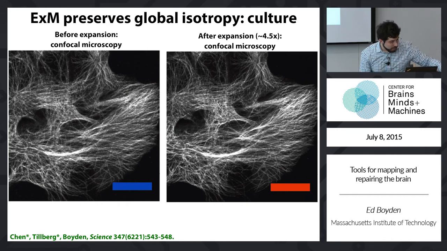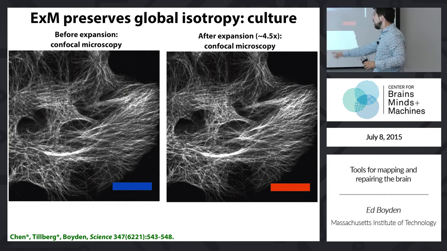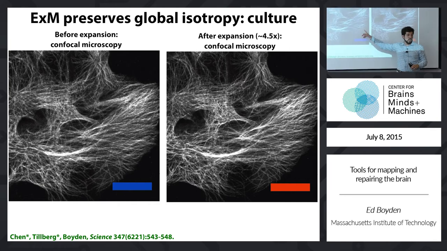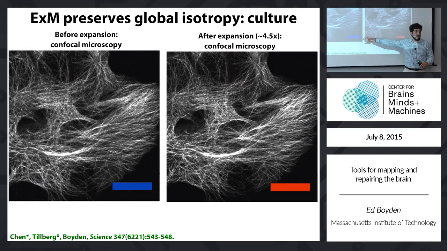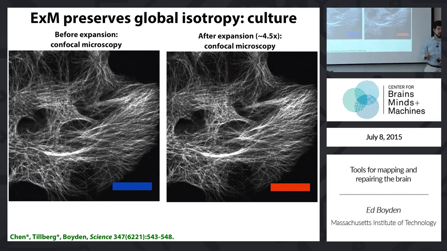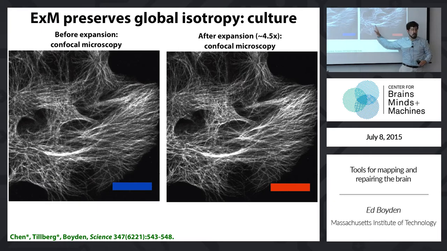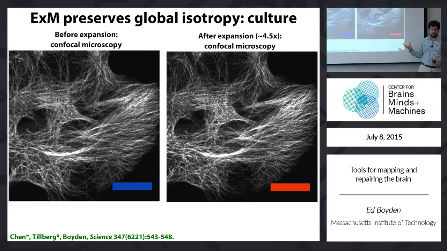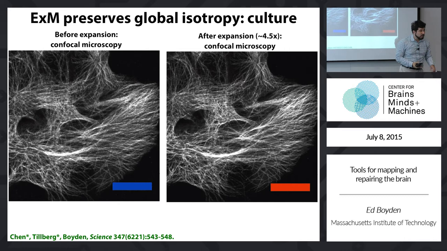So this works. Here's just a cell in a dish, and we've labeled the cytoskeleton with an antibody against tubulin. So these are the microtubules. The blue scale bar means pre-expansion. And this is after expansion. That's what the orange scale bar means. So this is 4.5 times bigger in all directions, about 100 times bigger in volume than this picture. But we shrank it down so you can compare visually what the two images look like. So they look pretty similar.